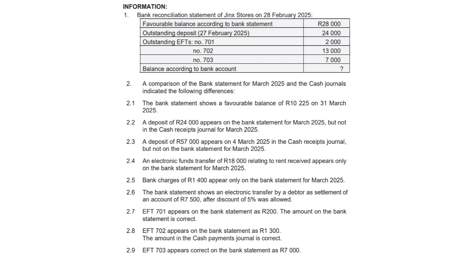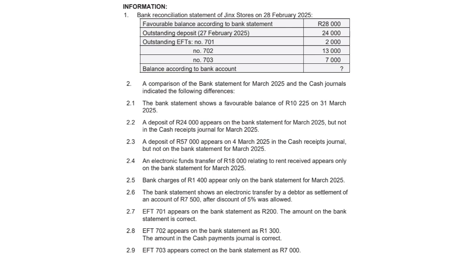The bank statement shows a favorable balance of 10,225 on 31 March. 2.2, a deposit of 24,000 appears on the bank statement for March, but not in the cash receipts journal. 2.3, a deposit of 50,000 Rand appears on the 4th of March in the cash receipts journal, but not in the bank statement. 2.4, an electronic funds transfer of 18,000 relating to rent received appears only on the bank statement for March. 2.5, bank charges of 1,400 Rand appear only on the bank statement for March.